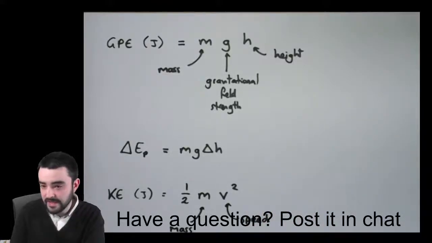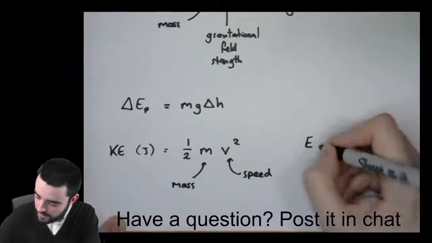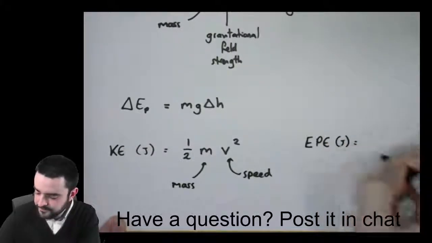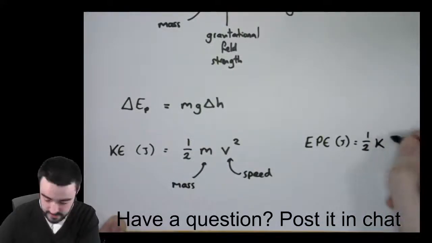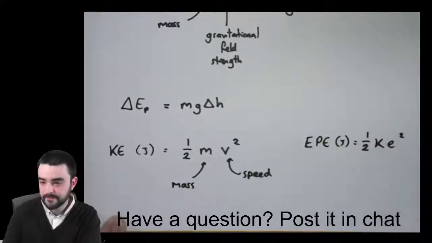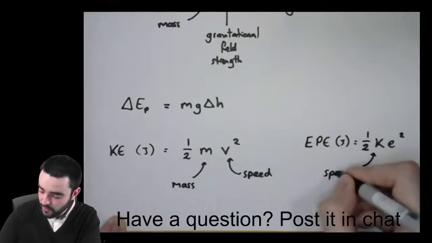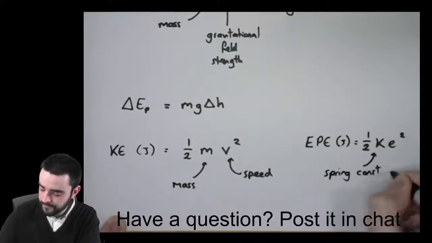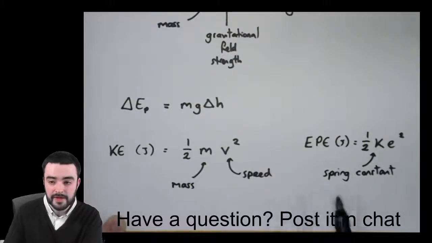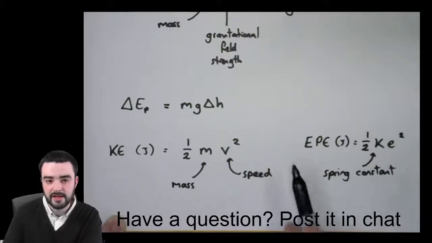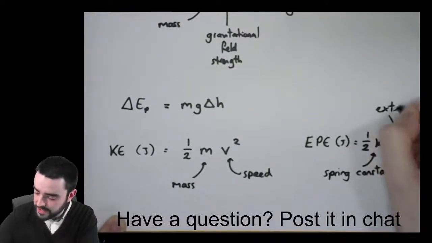The final one you need to calculate is the elastic potential energy, EPE, again measured in joules, and that is equal to 1/2 times k times e squared. So 1/2 is 1/2 times k, which is the spring constant. This comes in from the forces and motion topic, so Hooke's law. You can find the spring constant there. That's a paper 2 topic. And e stands for the extension.